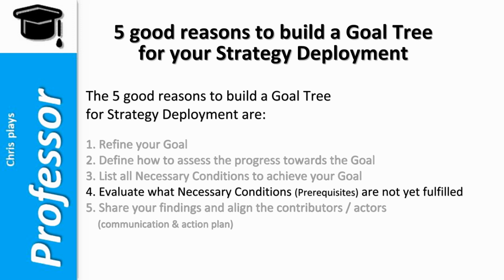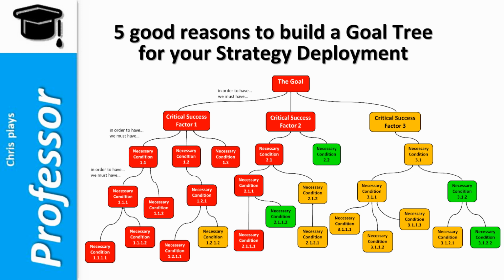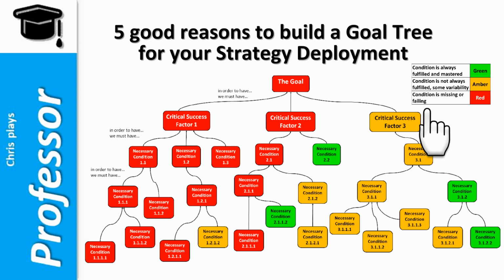Reason number 4, evaluate what necessary conditions are not yet fulfilled. Some necessary conditions are already in place. No need to waste time on them. Resources must be focused on the not yet fulfilled necessary conditions. Therefore, it is recommended to discriminate the necessary condition status and give priority to those missing or not fulfilled, as well as to work on those which are not constantly fulfilled.